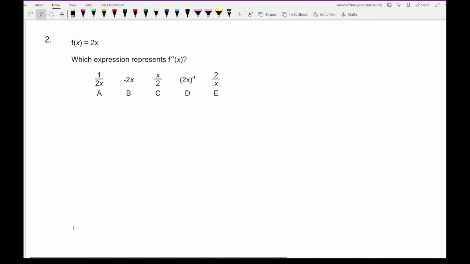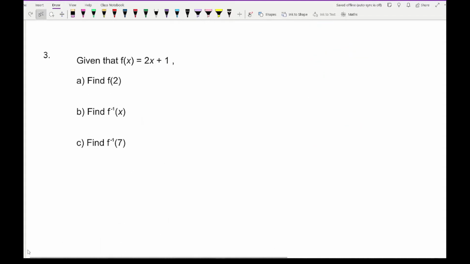Moving on to question 2, it says if f of x equals 2x, which expression represents the inverse function? So again, we make the function equal to y, and then we're going to make x the subject, and then replace the y with x. So we're looking for x over 2, which is option C.